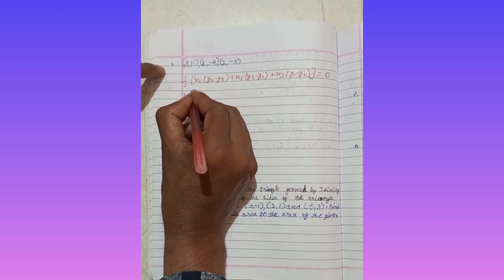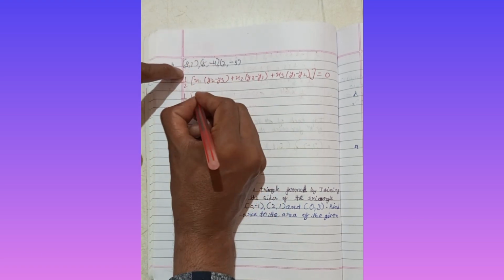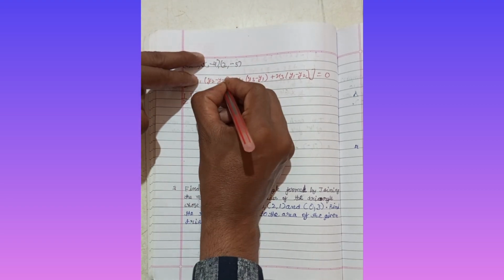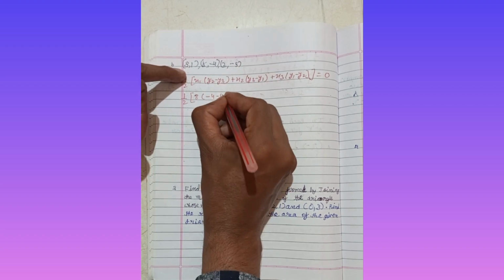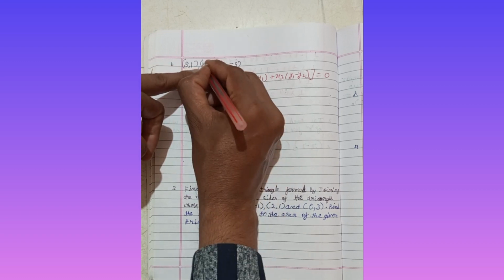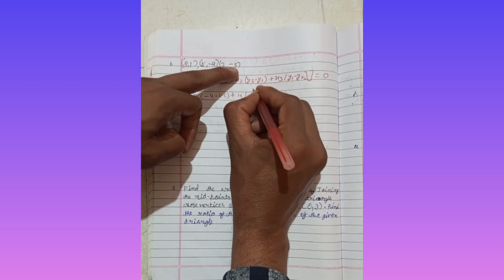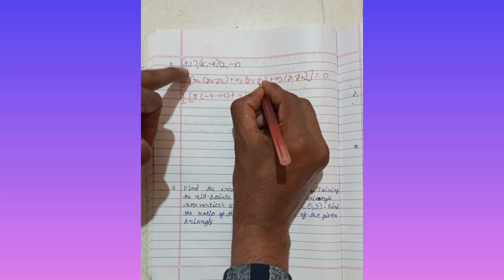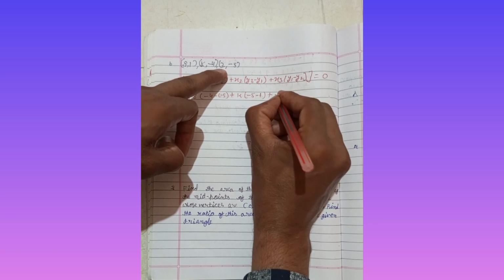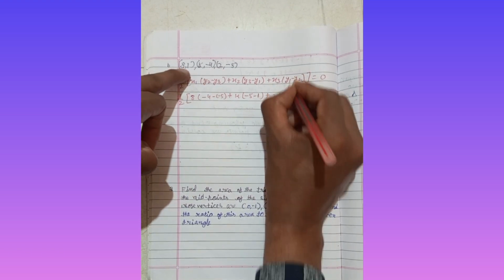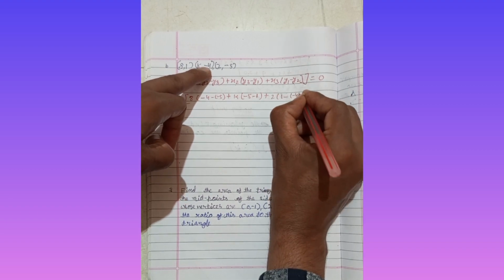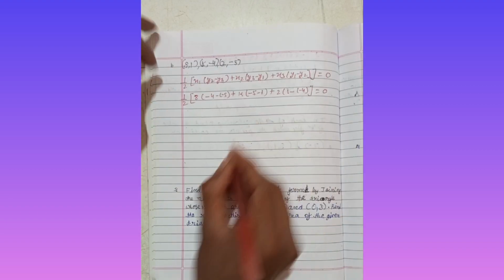Now we write 1 by 2 into x1 value, which is 8, into y2 value, which is minus 4, minus y3 value, which is minus 5, plus x2 value, which is k, into y3 value, which is minus 5, minus y1 value, which is 1, plus x3 value, which is 2, into y1 value, which is 1, minus y2 value, which is minus 4, is equal to 0.